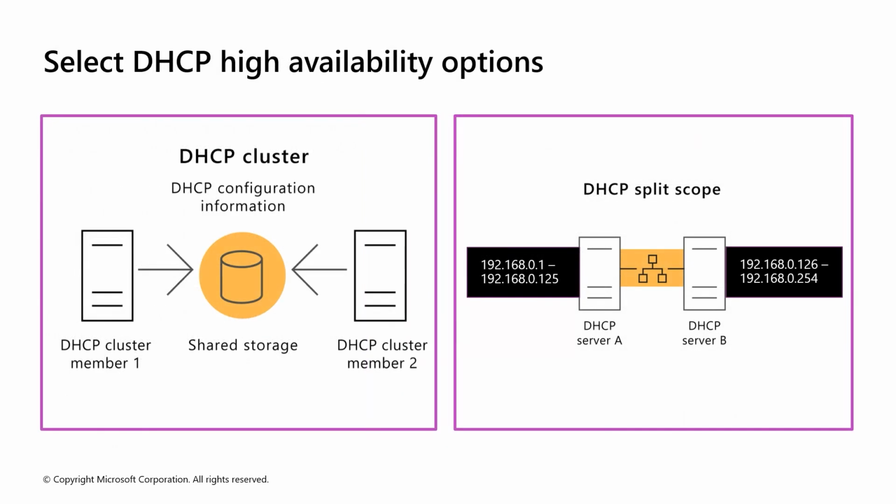To ensure DHCP is always available, you can implement high availability options like DHCP failover, Windows Server failover clustering, or split scopes. These options help prevent service interruption if a server goes down, keeping your network running smoothly.